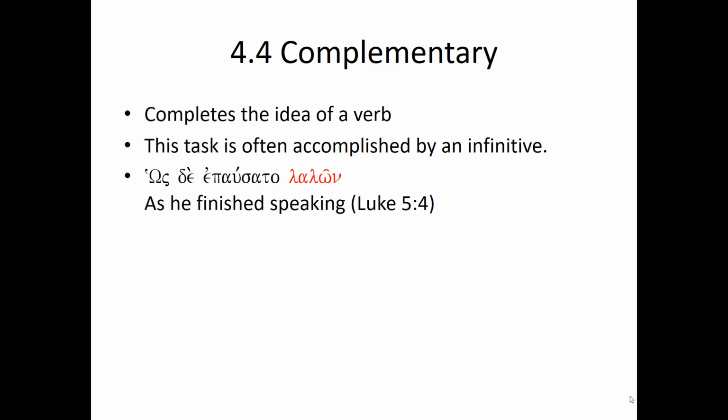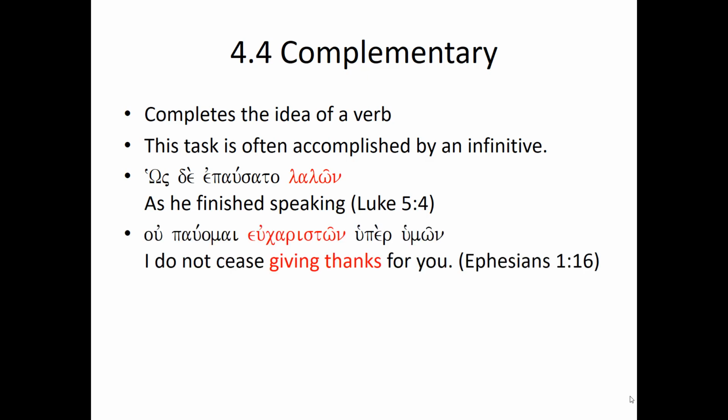As he finished speaking, or one from Ephesians 1:16, ou pauomai euchariston huper humon. I do not cease giving thanks for you. I don't cease what? Well, then that participle completes the verb. So we would call it a complementary participle.